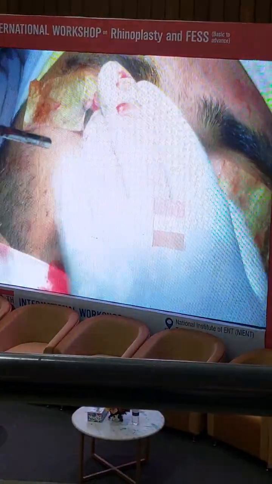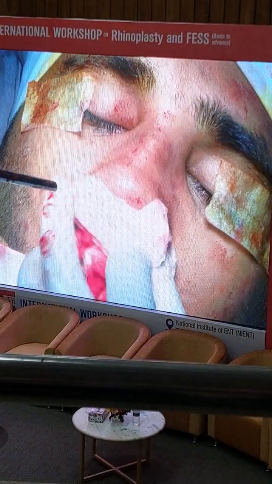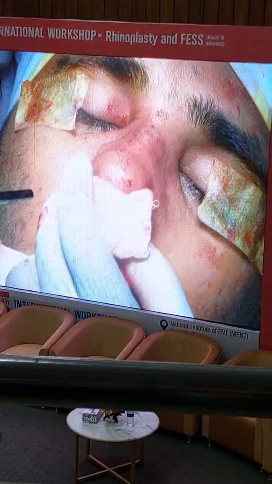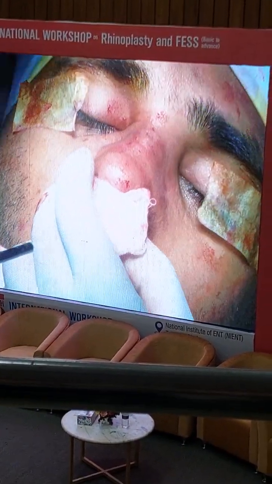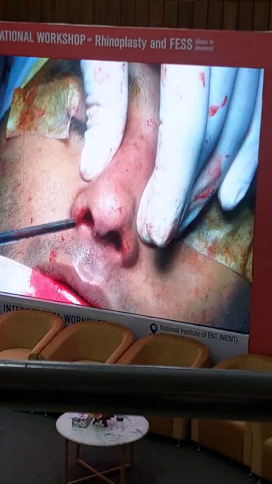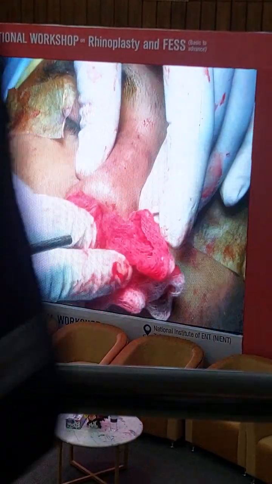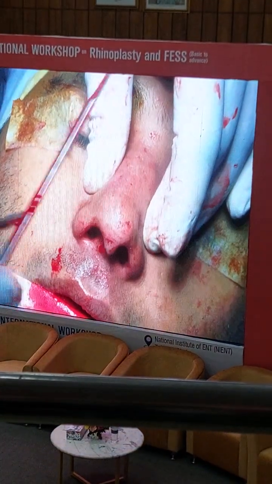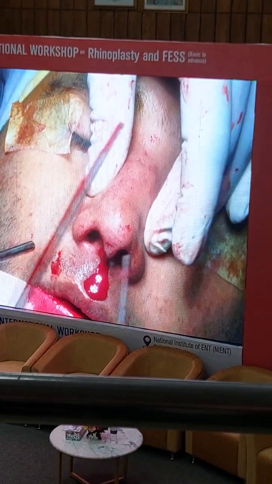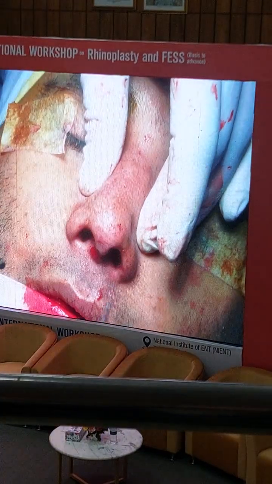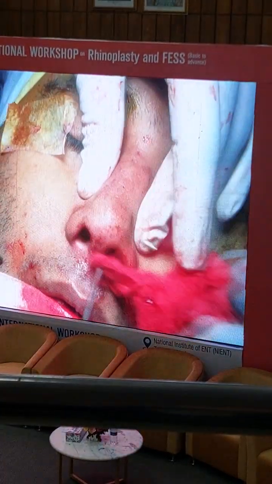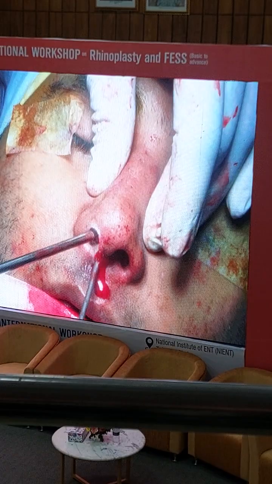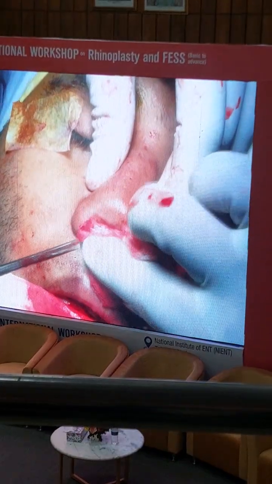So actually you are breaking the nasal bone's attachment with the bony septum. We engage this osteotome 1 or 2 millimeters lateral to the midline. That is why we call it paramedian osteotomy, because many beginners get confused about what is paramedian and what is median osteotomy.